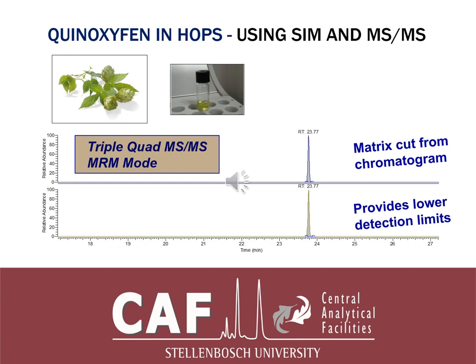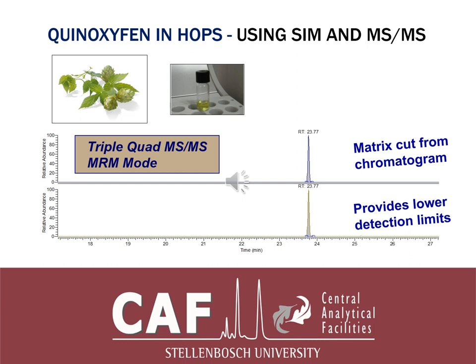The other advantage that you have with MSMS is that the chances of you reporting an interference are lower than when you're doing a SIM. The reason being that you might have a compound of interest and an interfering compound that fragment to the same daughter ion, but their daughters will fragment differently. That's where the advantage is.